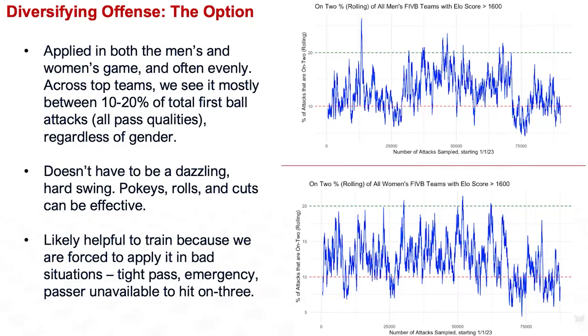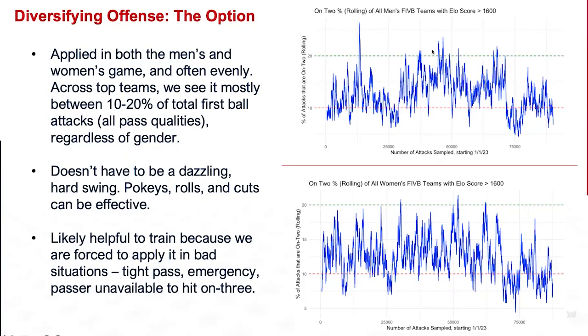When we look at rolling averages of any sample of attacks taken from any teams that have played on the international tour, we're usually between 10 and 20% on-two attacks in that sample. So whether it's the men's game or the women's game, we see fluctuations, of course, depending on who might be playing that day or how they choose to approach their strategy or what's happening in the game. But over all of the FIVB at the highest levels, we're about 10 to 20% on-two attacks, regardless of the gender of the team.